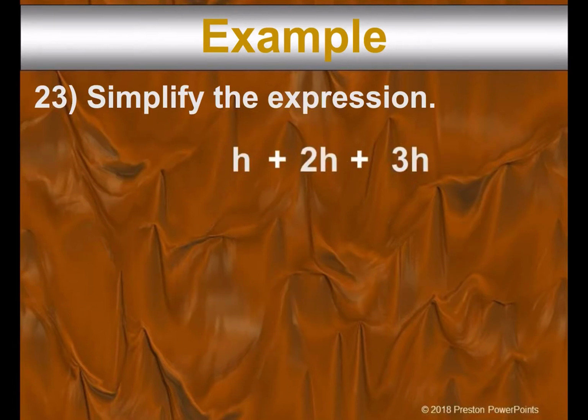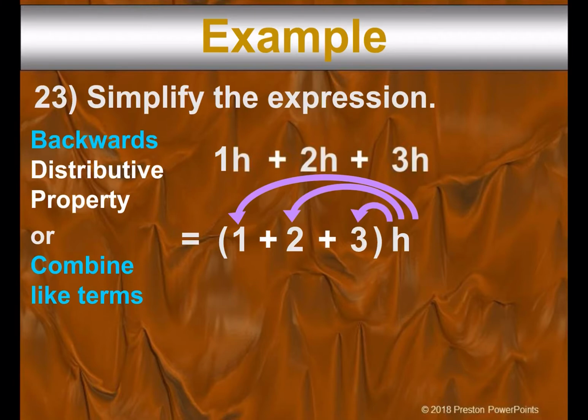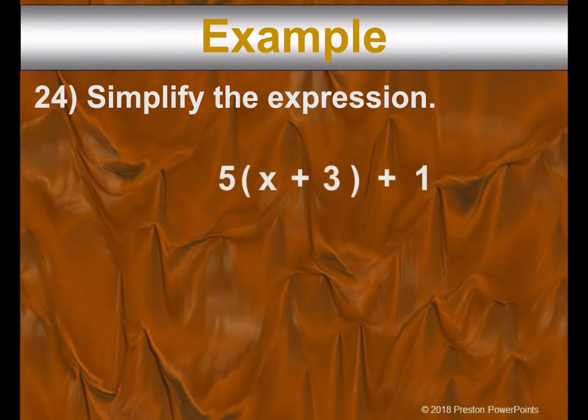So let's look at this one. Simplify this expression. h plus 2h plus 3h. They're all h's. So actually I can put in 1h plus the 2 plus the 3. And then if you see, this is a good example of the backwards without lines in the way. But I can distribute that h back to each one of those. So I'd have h plus 2h plus 3h, which in the end would be 6h.